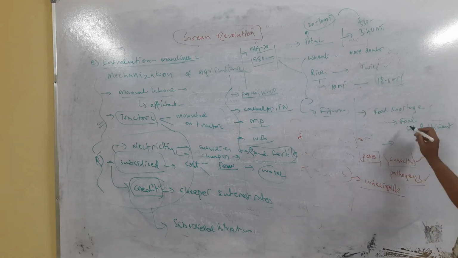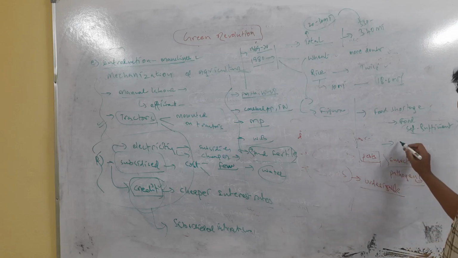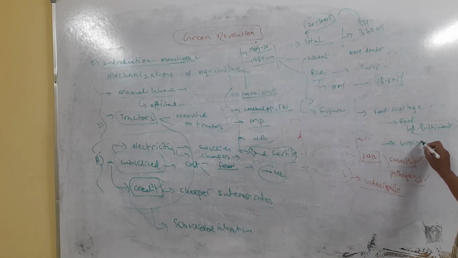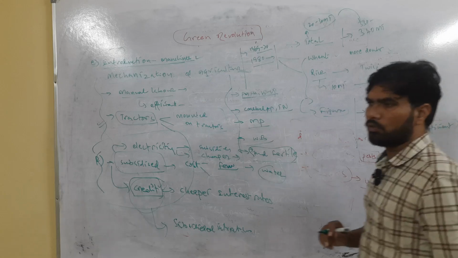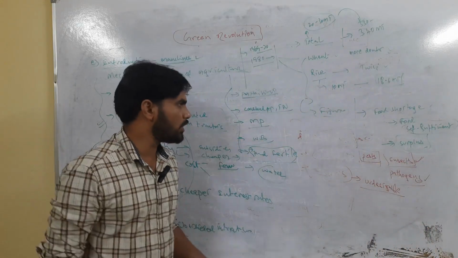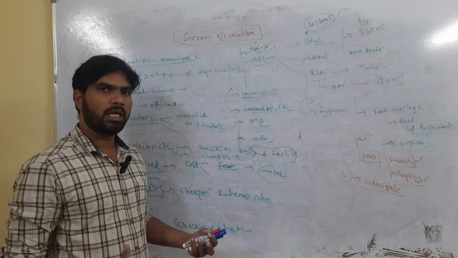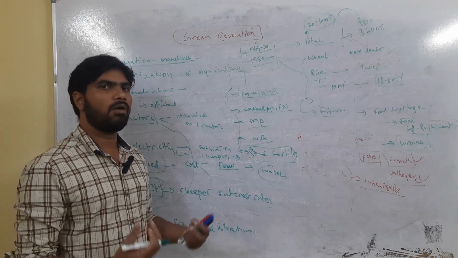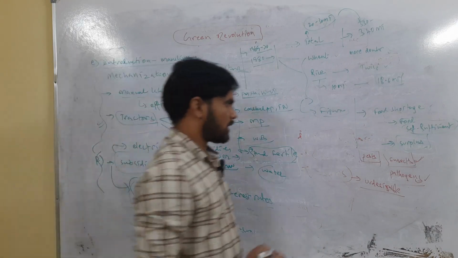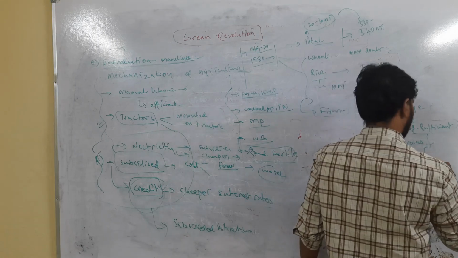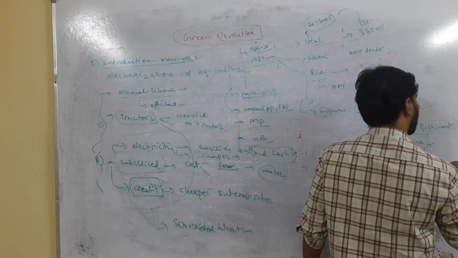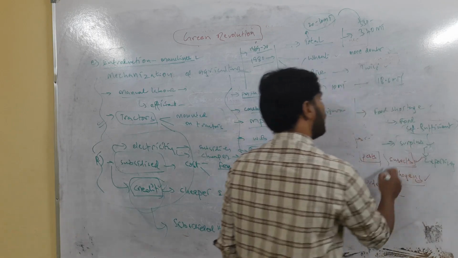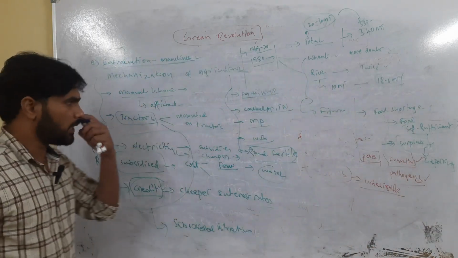Next, not only have we become food self sufficient, now we have become a surplus country with respect to food production, meaning we are producing food grains more than required for our own consumption. This surplus we are exporting to other countries. So this is the story of the Green Revolution.